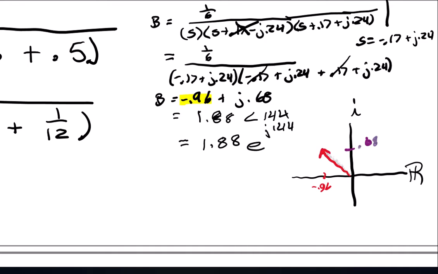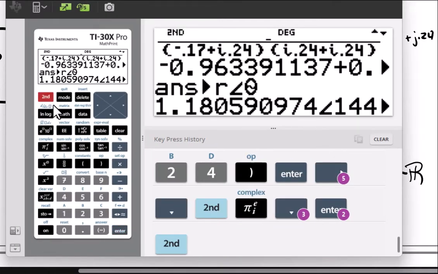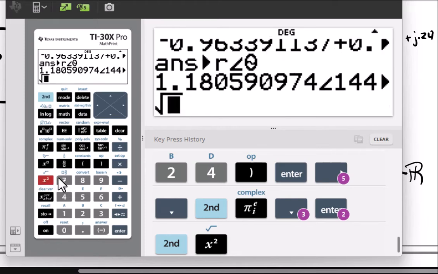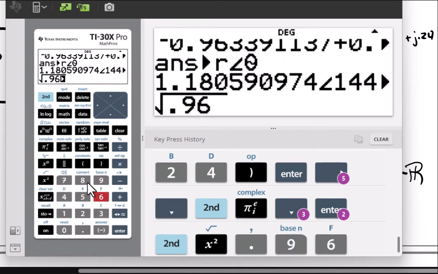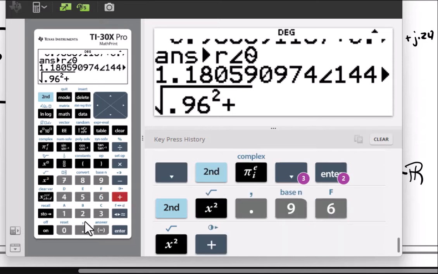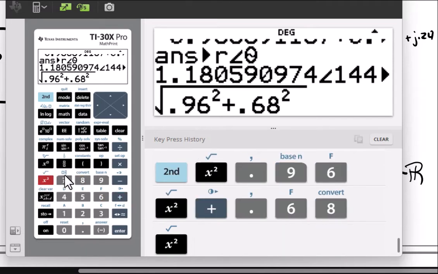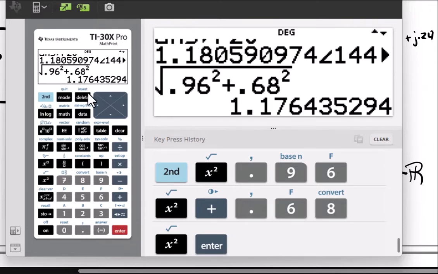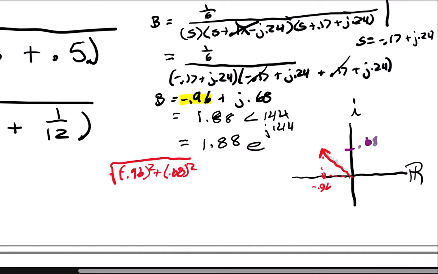Okay, and then you find the magnitude of that vector. So the magnitude is the square root of negative 0.96 squared, but when you square it, it'll be positive, plus 0.68 squared. So second square root, 0.96 squared plus 0.68 squared, enter, and we get 1.18. So 1.18 was the magnitude that we wanted. That's this part right here, so that's the magnitude.